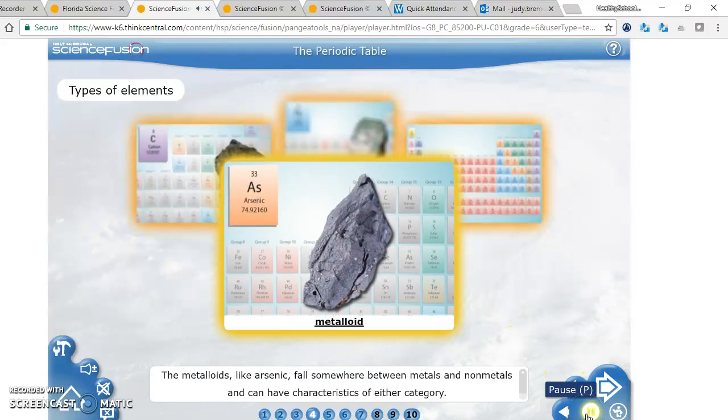The metalloids, like arsenic, fall somewhere between metals and nonmetals and have characteristics of either category. Metalloids have extensive uses in electronics. They are called semiconductors, meaning that they do not conduct electricity as well as metals do. Silicon is an example of a semiconductor.